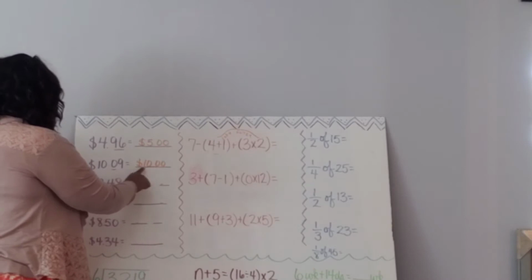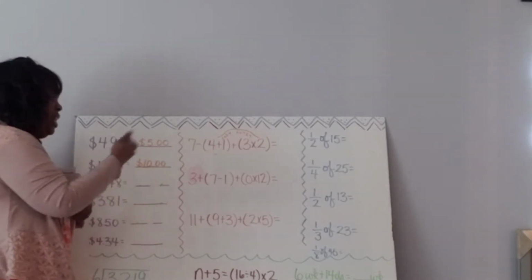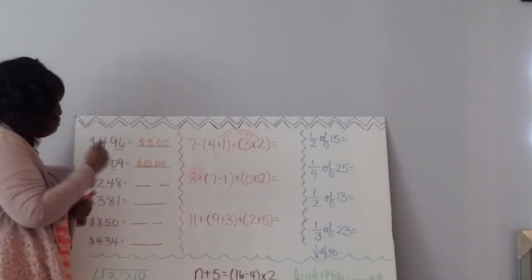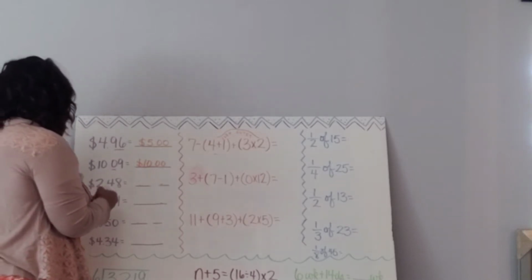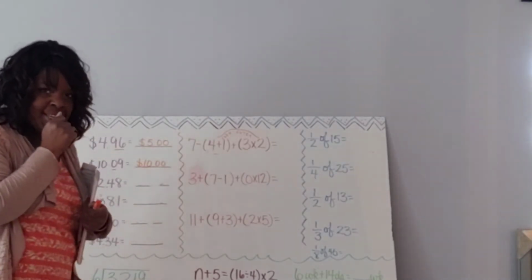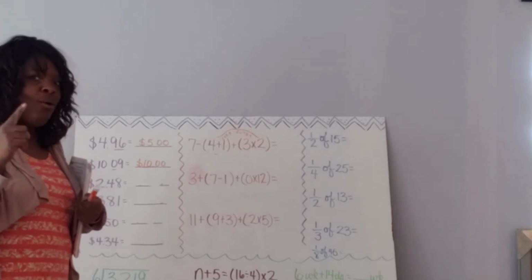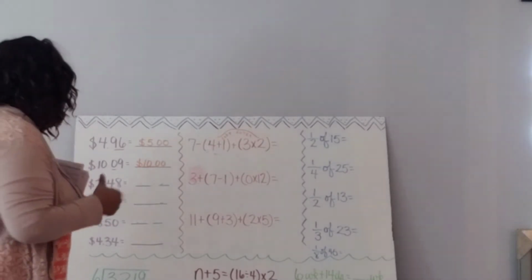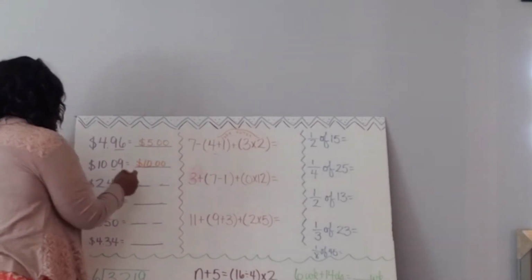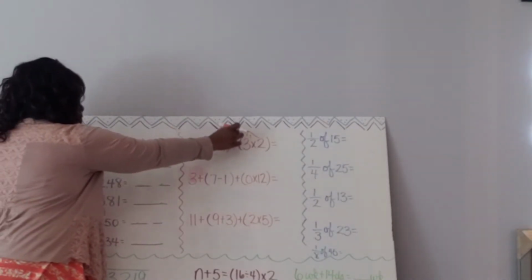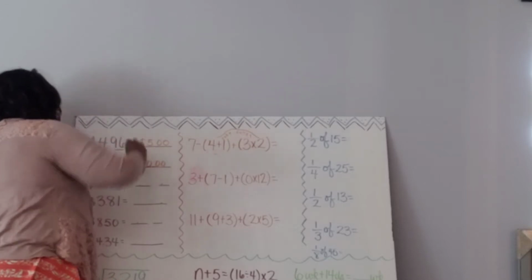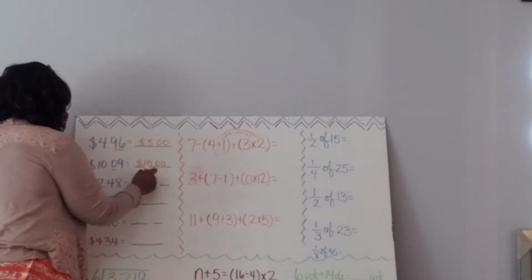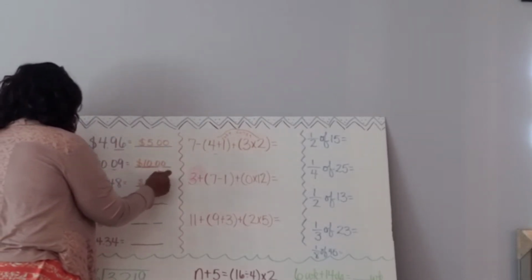But $10.09 is closer to $10, so it's going to round down. Then we have $2.48. That's a little trickier. What would we do for that one, Amaya? Yes, very good. $2.48 is under 50, so it's going to be going back down to $2. It's just going to be at $2.